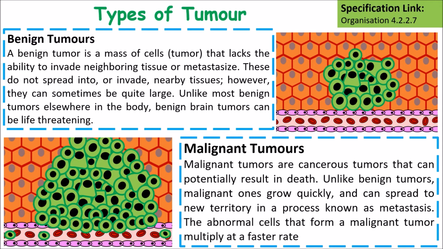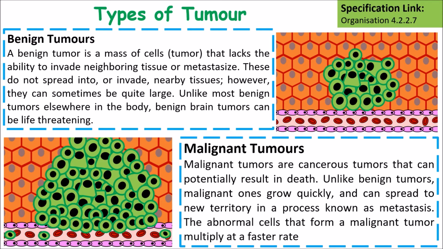A benign tumour is a mass of cells that lacks the ability to invade neighbouring tissues or metastasize. So these do not spread into or invade nearby tissues. However, they can sometimes be quite large. Unlike most benign tumours elsewhere in the body, benign brain tumours can also be life-threatening.